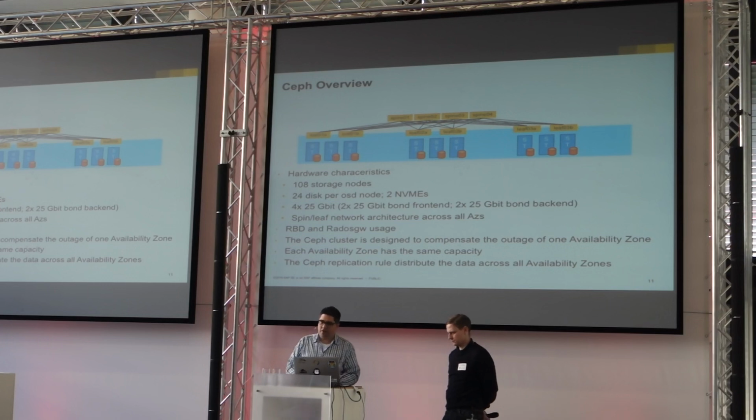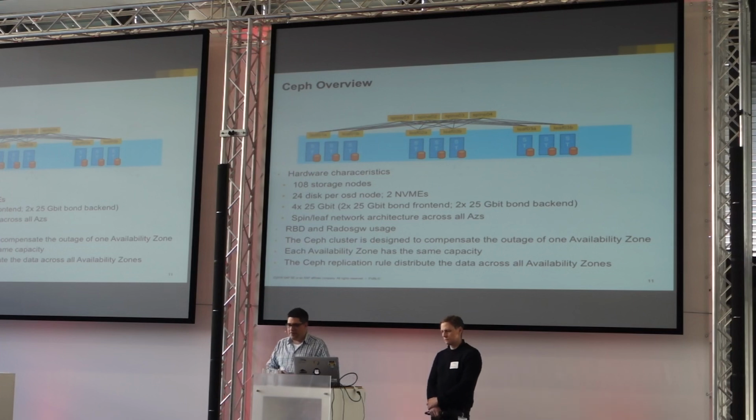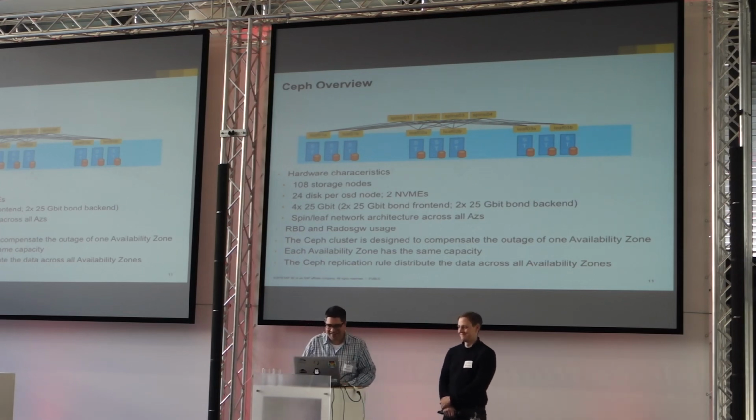The Ceph cluster itself has 108 storage nodes. Each of those has 24 disks and 2 NVMEs. In general, we have 4 25 gigabit link cards. We use 2 for the front end, the Ceph network, and 2 for the back-end replication network. So we are faster than the Deutsche Telekom thing. That's nice. And as I said, fully spine architecture.